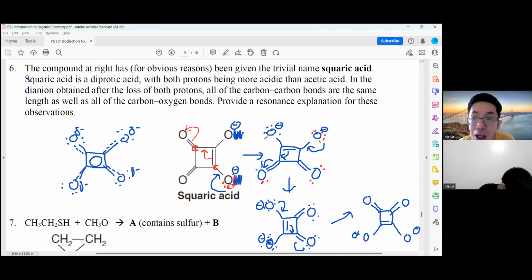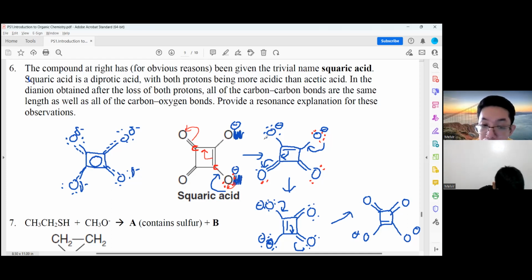Kasi supposed to be yung mga double bonds shorter or longer? Shorter, very good. So dapat yung carbon single bond oxygen negative must be longer, right? Kasi single bond lang. But upon delocalization, that carbon single bond oxygen negative will become a double bond eventually, making it partial double bond character. So each carbon-oxygen bond will have a partial double bond character.